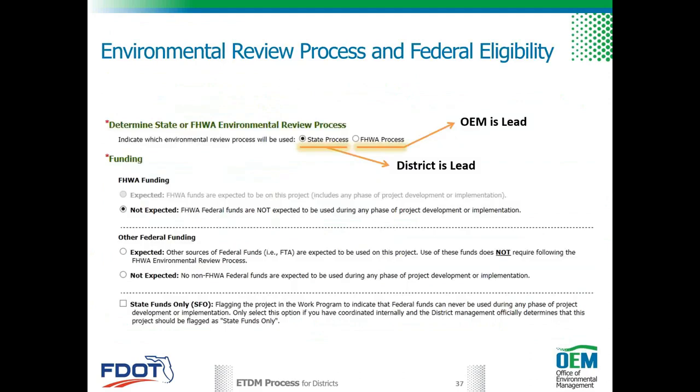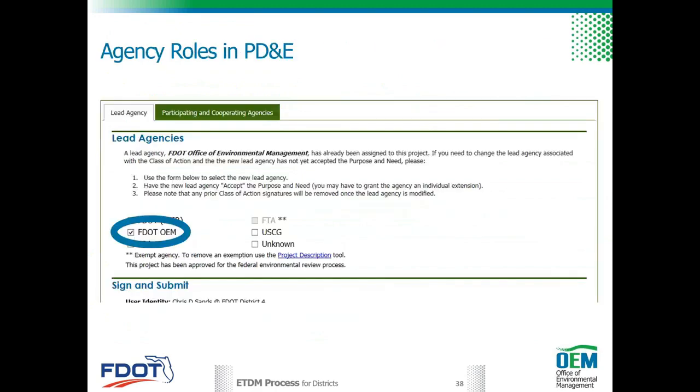So, environmental review process and federal eligibility. Here we're looking at a screenshot within the environmental screening tool where it's going to be indicated which environmental review process will be used, whether it's state or federal highway. This hasn't changed under a NEPA assignment except that OEM are the reviewers for federal projects instead of federal highway. So again, under NEPA assignment, OEM is the lead agency. And within a form here, we're looking at designating the lead agency, agency roles in PD&E, that is the option.